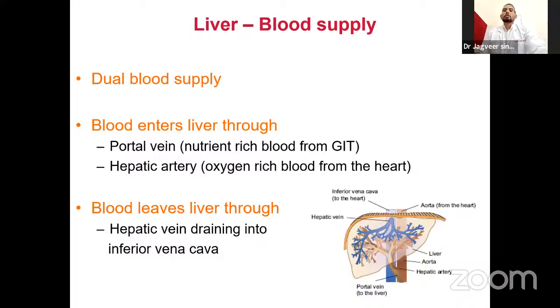The liver has a dual blood supply. 70% of the supply comes from the portal vein. This is the blood coming from the GI tract, which contains all the nutrients. The remaining 20% of the supply comes from the hepatic artery, which is the blood coming directly from the heart and contains oxygenated blood. Okay, next slide.